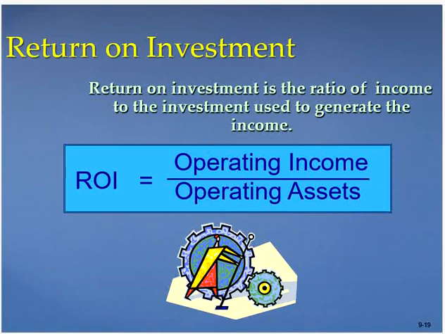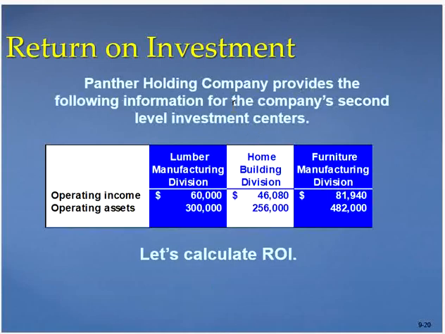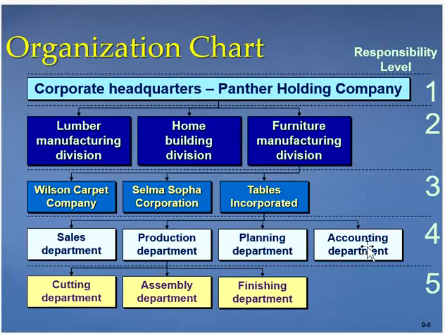So in our example, in our company, Panther Holding Company, the following information was given for their second level investment centers. We already discussed it before. Again, I'm going back to our slide number 6 here. It is the same thing. So these were their investment centers. How are they going to evaluate their performance? As we said, they can evaluate their performance using return on investment. That is one criterion to see the performance of each division.